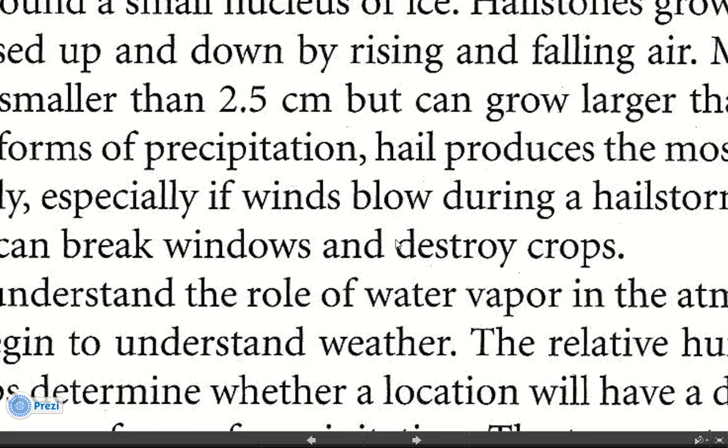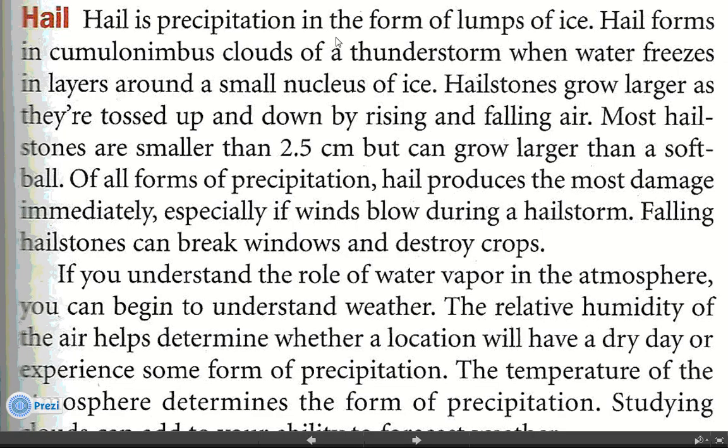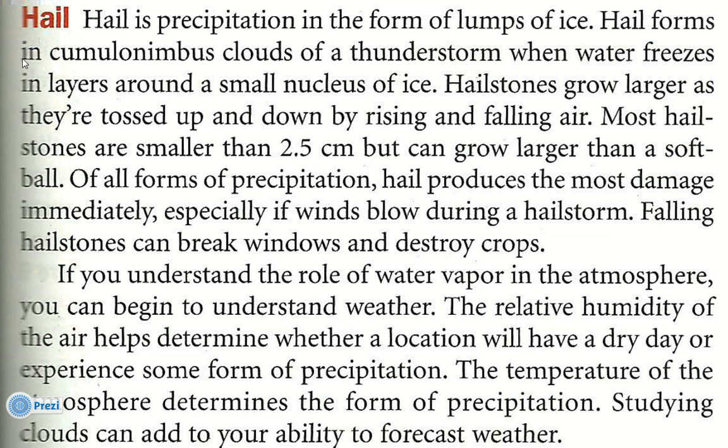Hail. Hail is precipitation in the form of lumps of ice. Hail forms in a cumulonimbus cloud of a thunderstorm when water freezes in layers around a small nucleus of ice. Hailstones grow larger as they're tossed up and down by rising and falling air. Most hailstones are smaller than 2.5 centimeters but can grow larger than a softball. Of all forms of precipitation, hail produces the most damage immediately, especially if winds blow during a hailstorm. Falling hailstones can break windows and destroy crops.